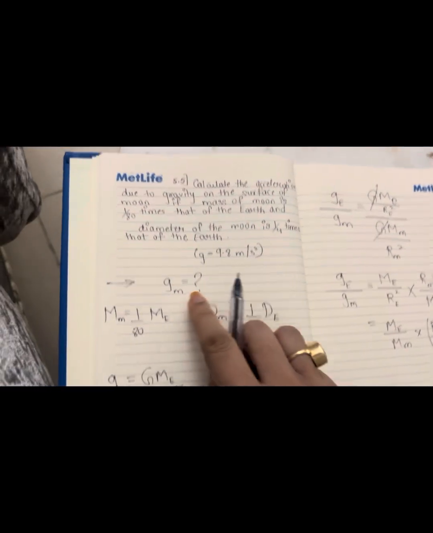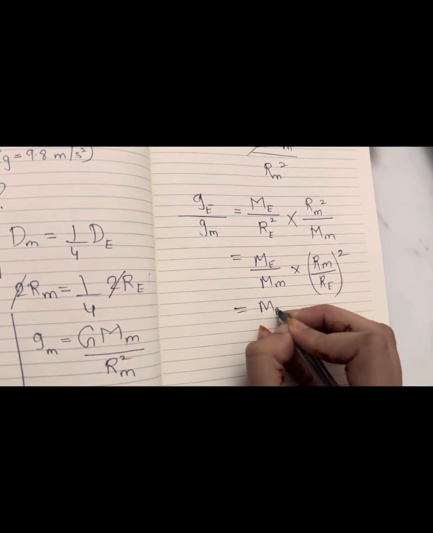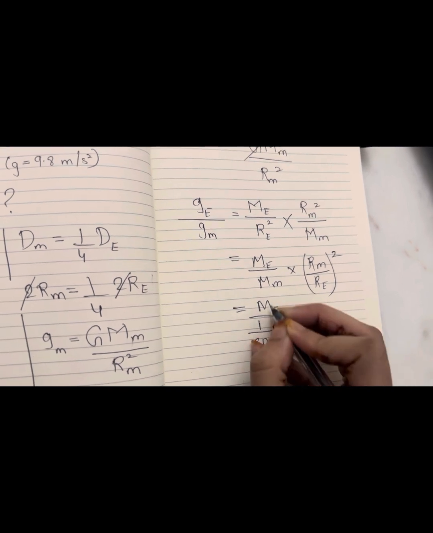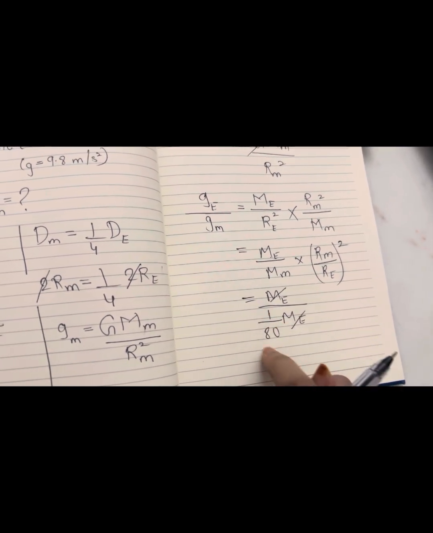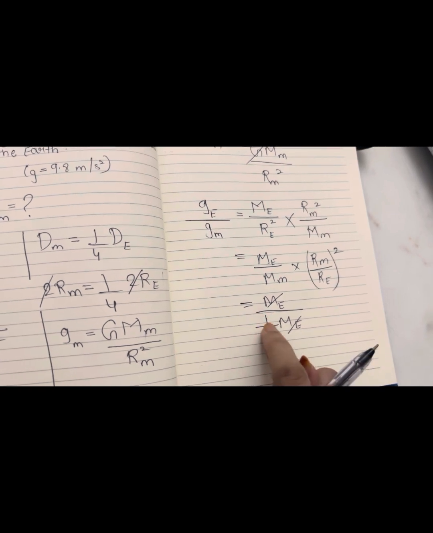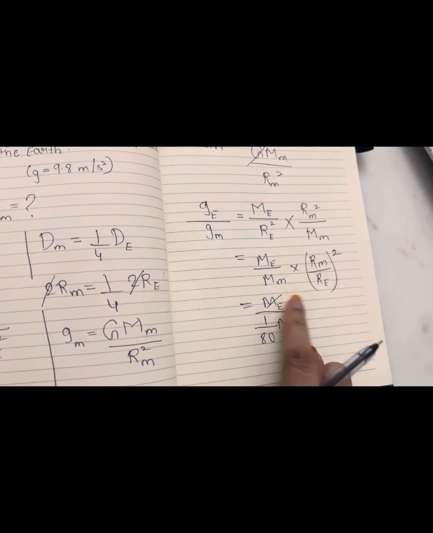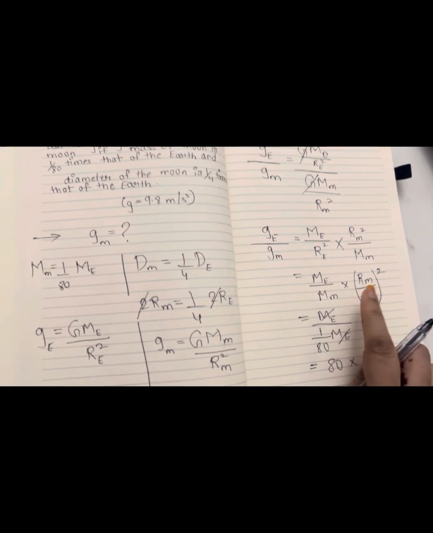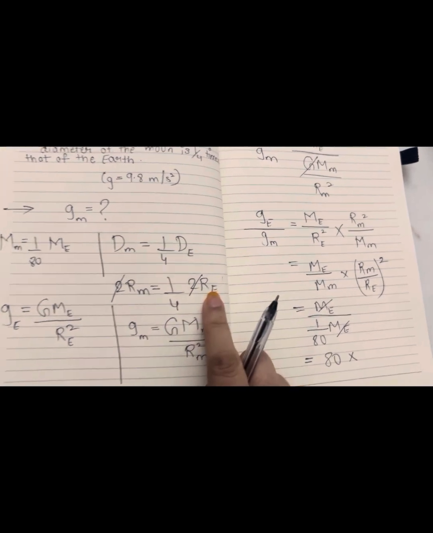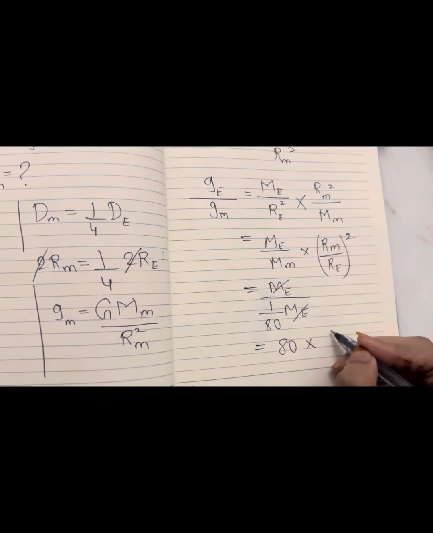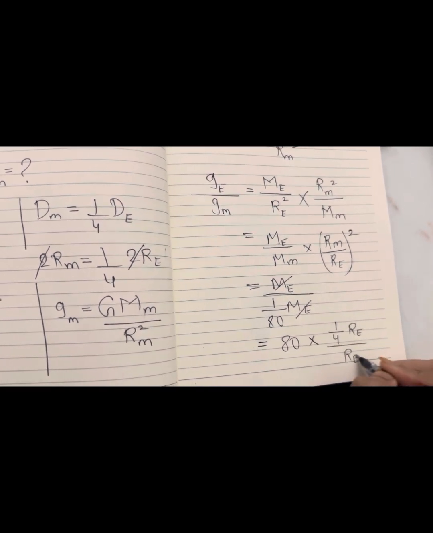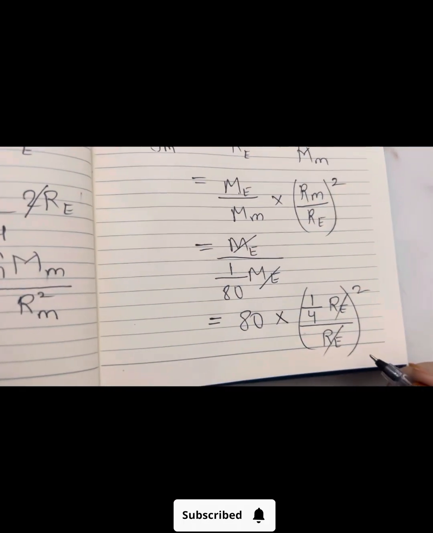Now what is mass of moon? We have the equation, mass of moon is 1/80 times mass of earth. So mass of earth gets cancelled. Now again see, this is in the denominator, this is in the division. If I want to write it in the multiplication, then this 80 will go in the numerator. So this is 80 into, now what is radius of moon? Radius of moon is 1/4 radius of earth. So 1/4 radius of earth upon radius of earth, the whole square. Radius of earth gets cancelled.